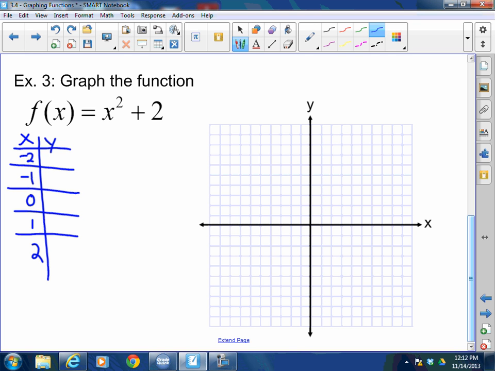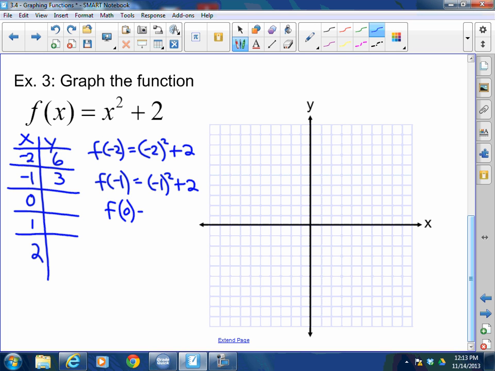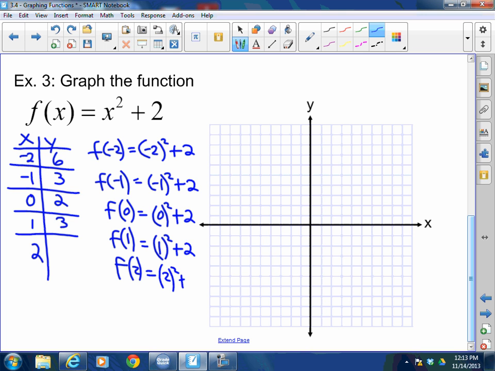Okay? So, f of -2. When x is -2, I got -2 squared plus 2, which equals 6. Very good. F of negative 1. I got negative 1 squared plus 2, which equals, excellent, 3. I got f of 0. 0 squared plus 2 will equal 2. Great. F of 1. 1 squared plus 2 will equal 3. F of 2. 2 squared plus 2 will equal 6.